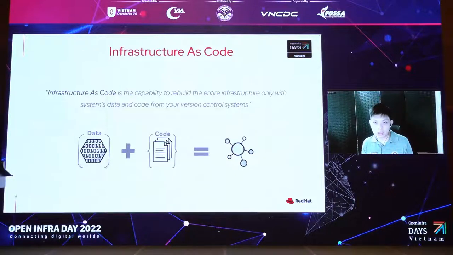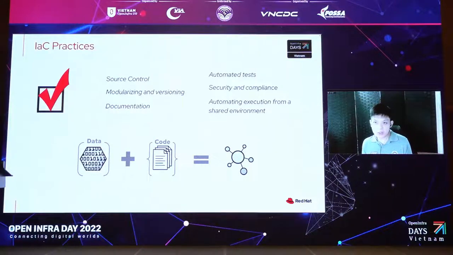Then comes this concept of infrastructure as code, which I'm sure a lot of you are familiar with today. It really is the capability to rebuild the entire infrastructure by having the declarative definition of the infrastructure defined in YAML files and version controlled within a Git repository. So the best practices really are to be able to do automated testing, source control, good documentation, and automated execution, for instance, in a shared environment, which will then allow us to achieve things like security and compliance along the way.